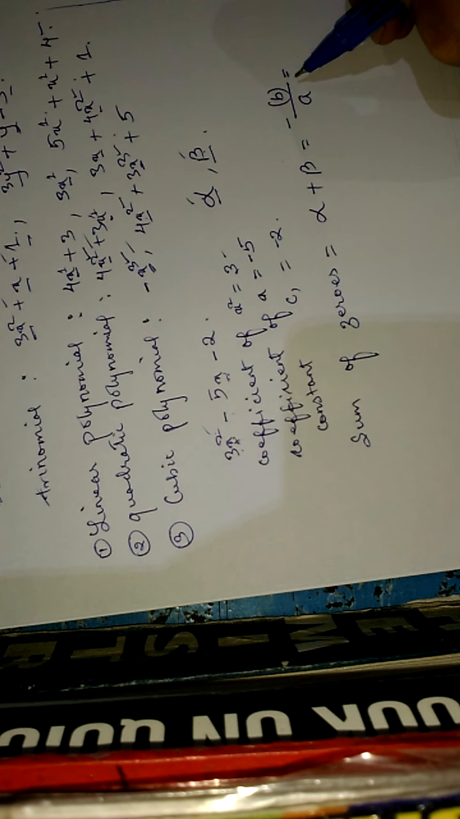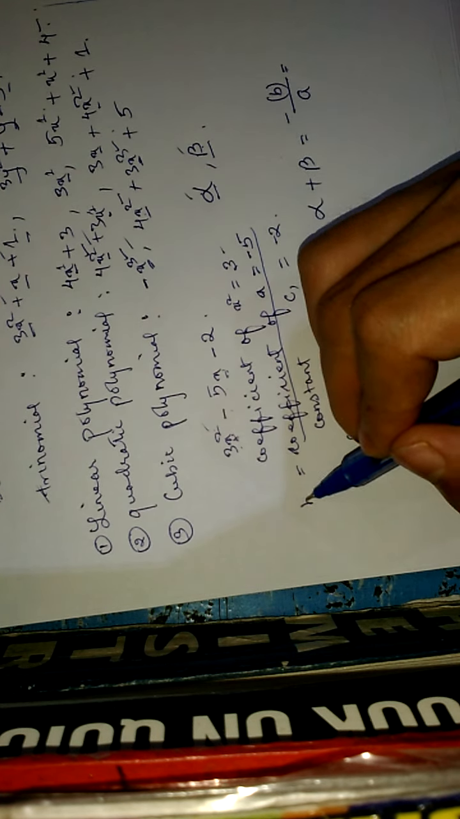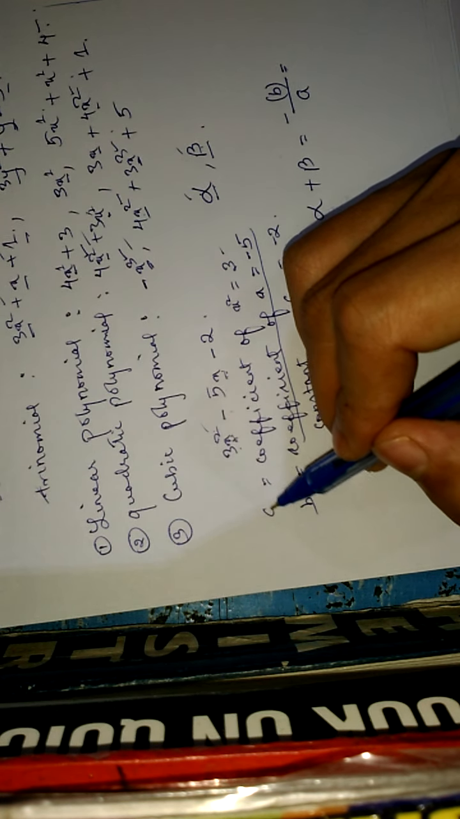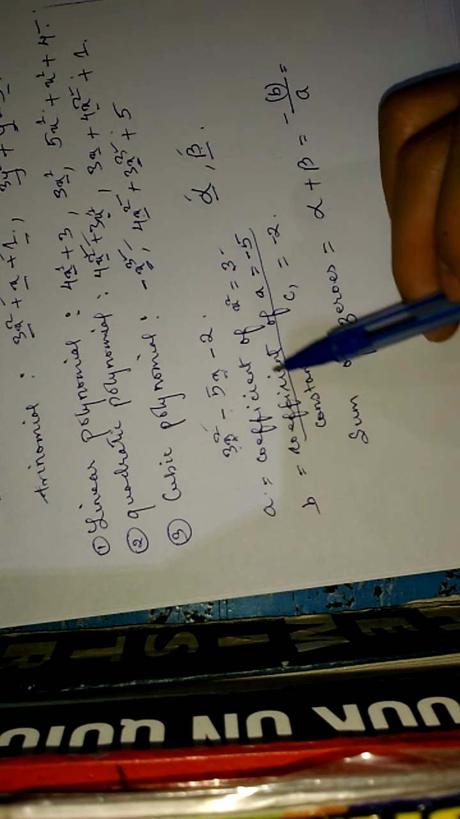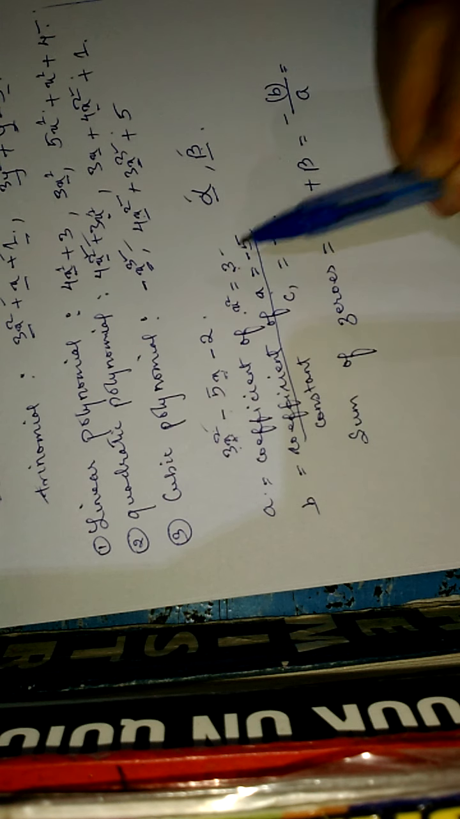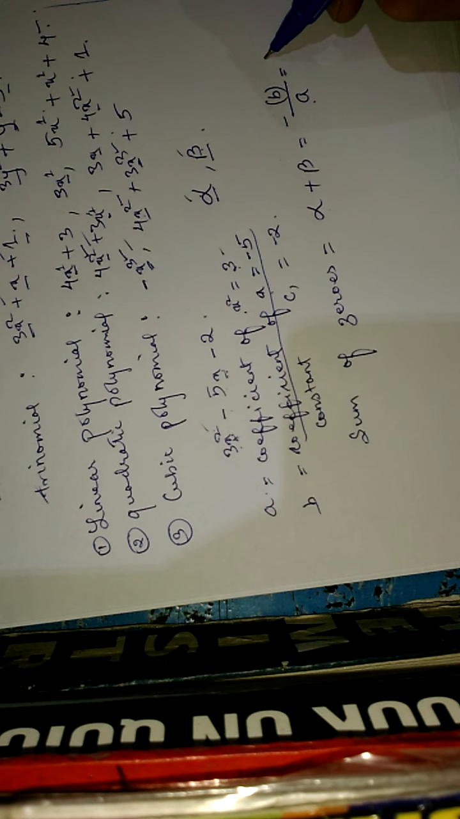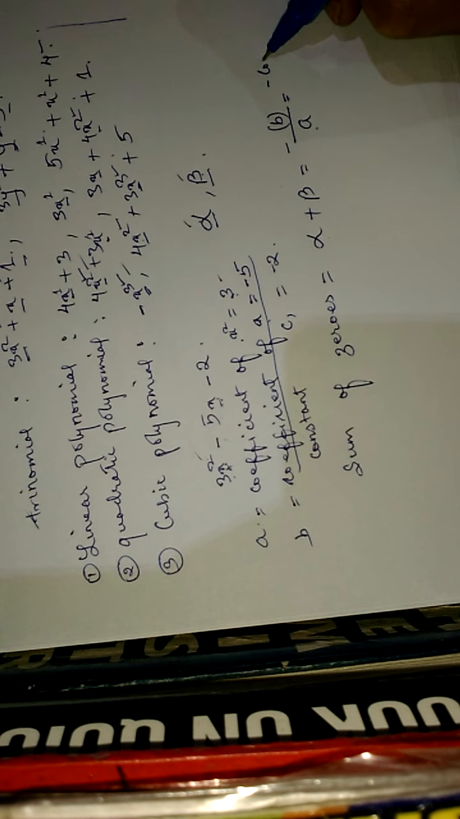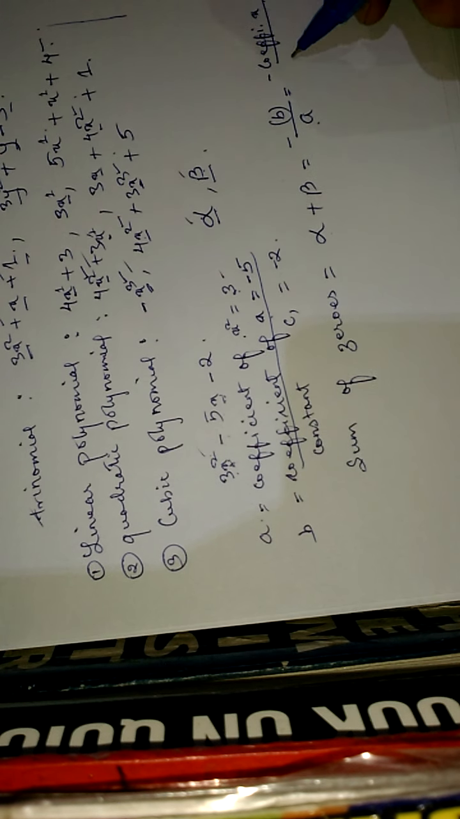Then a stands for the coefficient of x square. So the sum of zeros is minus coefficient of x divided by coefficient of x square. I'll write: coefficient of x divided by coefficient of x square. We will verify this again later.